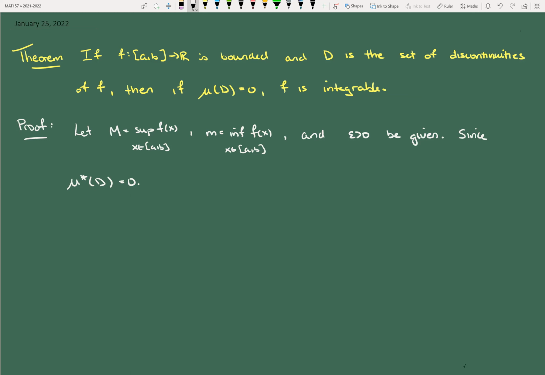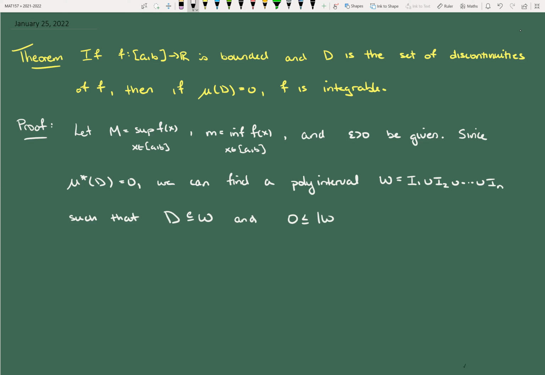Okay, so since the outer measure is 0, right? And again, I'm using the fact that we've assumed that D is measurable and it has measure 0. So the outer measure is 0. And so this means we can find a polyrectangle or interval. We can find a polyinterval. I'm going to call it W, such that D is contained in W, right? So W covers our set of discontinuities and 0 is less than or equal to, and will be actually strictly less than epsilon over 2(M minus m).